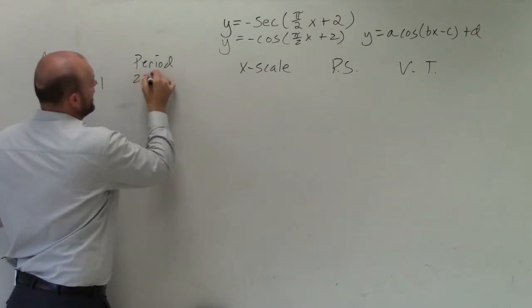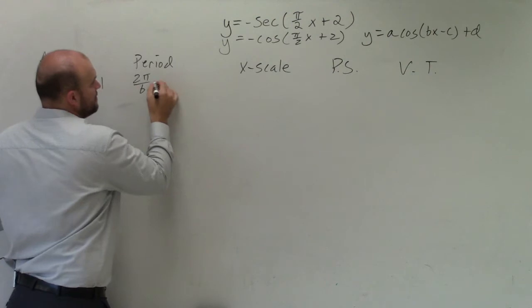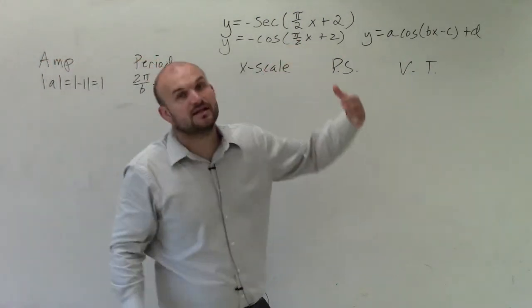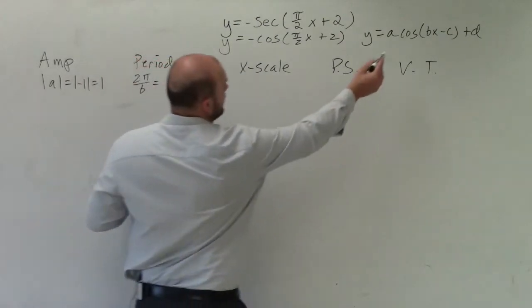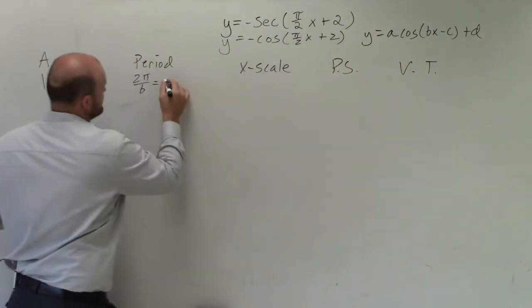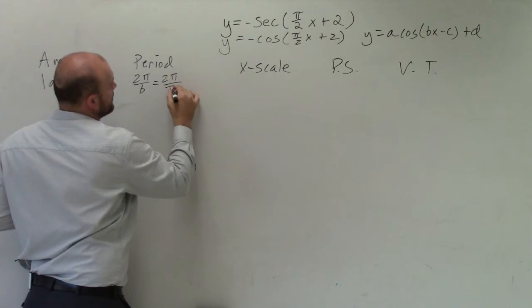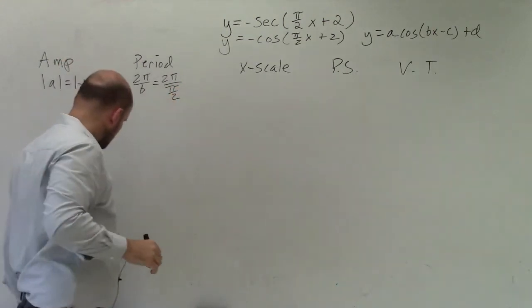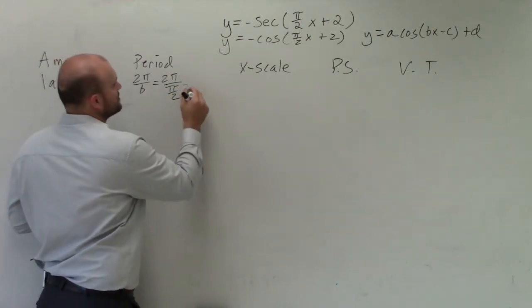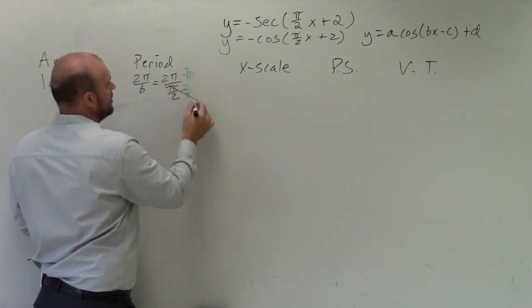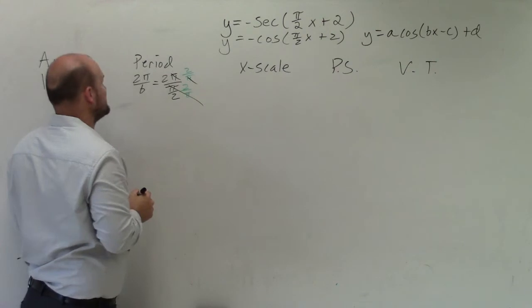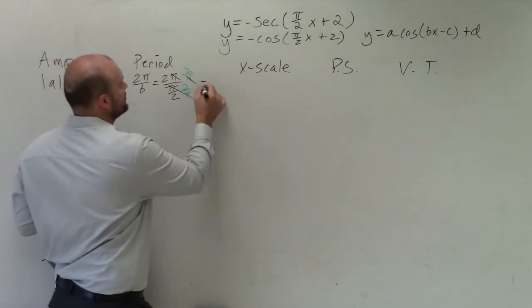Period is going to be 2 pi divided by b, which in this case, you can see b is the number that is being multiplied by your x. Right there, you can see is pi halves. So I have 2 pi over pi halves. To simplify that, I'll just multiply by the reciprocal. That multiplies the 1. Here, the pi's will divide out, and I'll have 2 times 2, which equals 4.